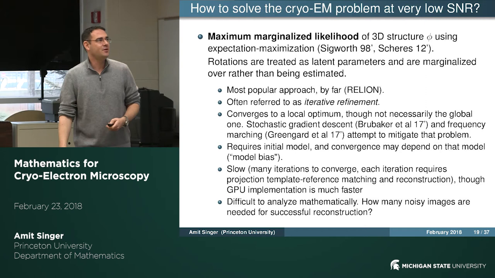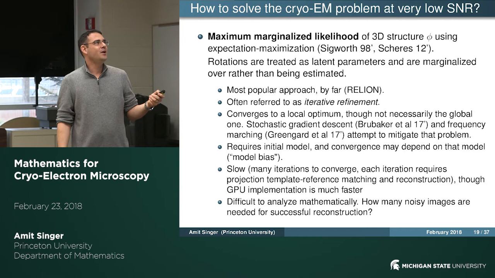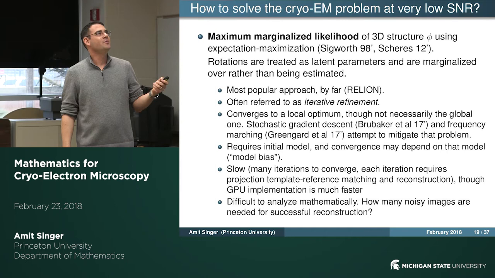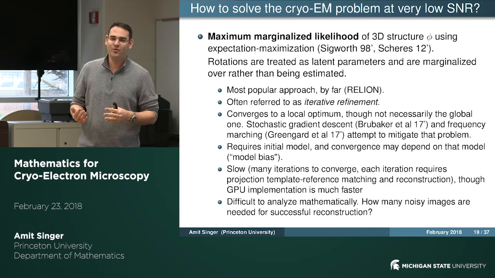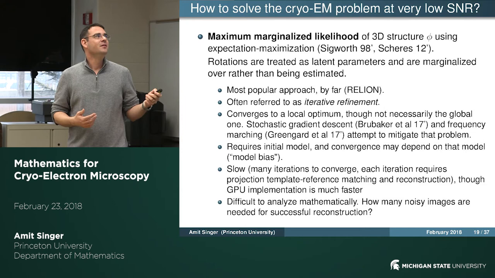There is a very popular software called RELION, and I want to tell you what RELION is doing. RELION is basically solving a maximum likelihood formulation. What is the maximum likelihood? The maximum likelihood is basically doing what the oracle that I mentioned before is doing. It's trying to find a 3D structure phi that agrees the most with the experimental images.